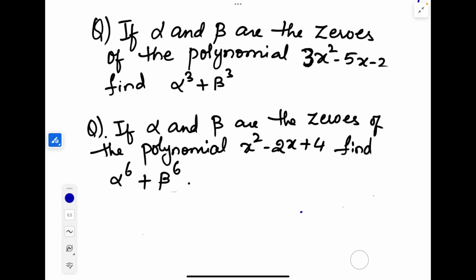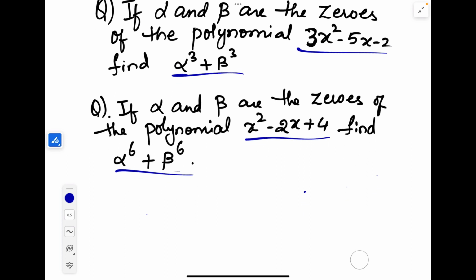Two questions from Polynomials chapter, class 10. If alpha and beta are the zeros of the polynomial 3x square minus 5x minus 2, find alpha cube plus beta cube. Here we have one more polynomial, x square minus 2x plus 4. We need to find alpha power 6 plus beta power 6. So let us solve both the sums step by step.